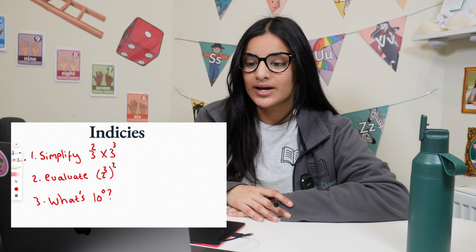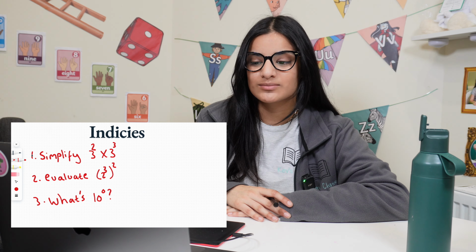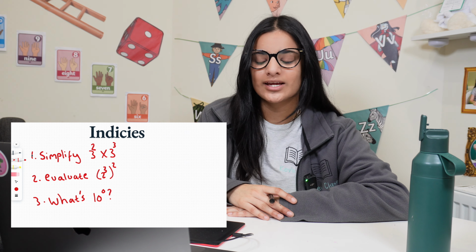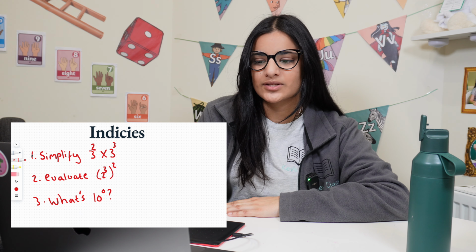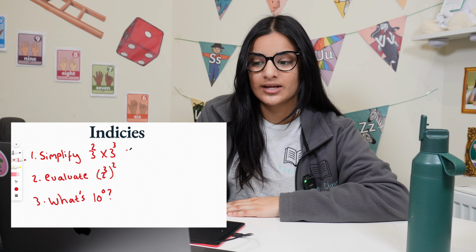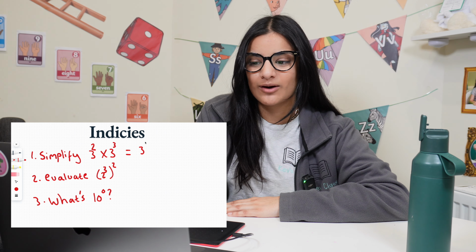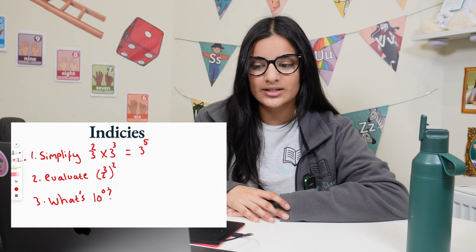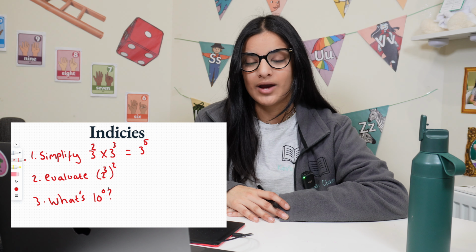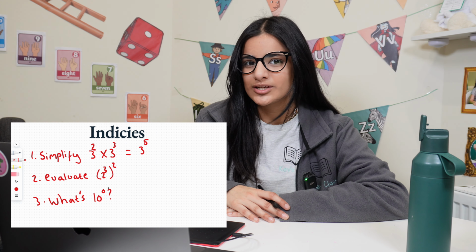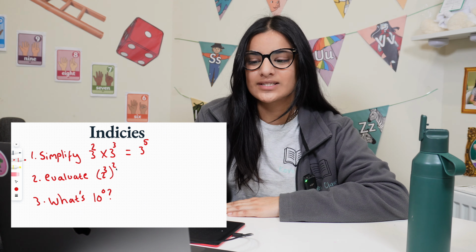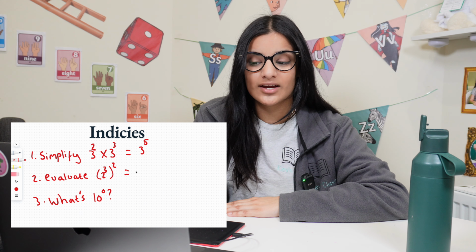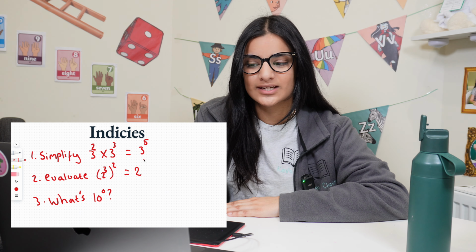Number 1, simplify 3 to the power of 2 times 3 to the power of 3. Do we remember the multiplication rule? That's right. We're going to add the powers together. So we'll do 2 plus 3, giving us the answer of 3 to the power of 5. Right, move on to number 2. Evaluate 2 to the power of 3, all to the power of 2. What do we do? Absolutely, you're going to multiply the powers together. So in this case, it'll be 3 times 2, giving us the answer of 2 to the power of 6.